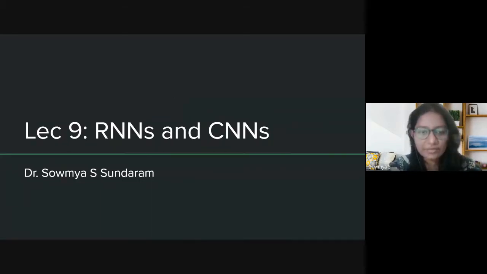So good morning. Today we are going to see recurrent neural networks and convolutional neural networks. These are very common types of networks in deep learning in general. For language and text, we depend more on recurrent neural networks, but it is worthwhile to look at convolutional neural networks as well because there are applications that require them.